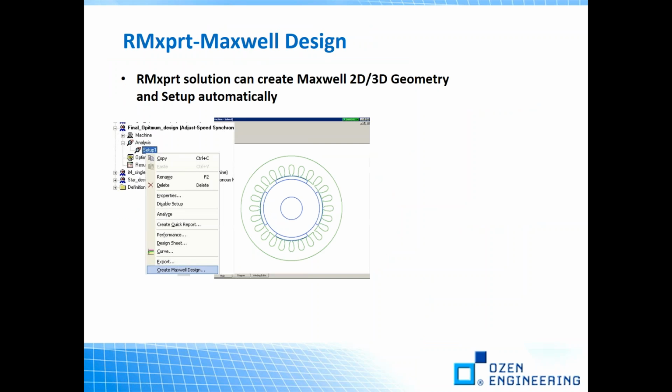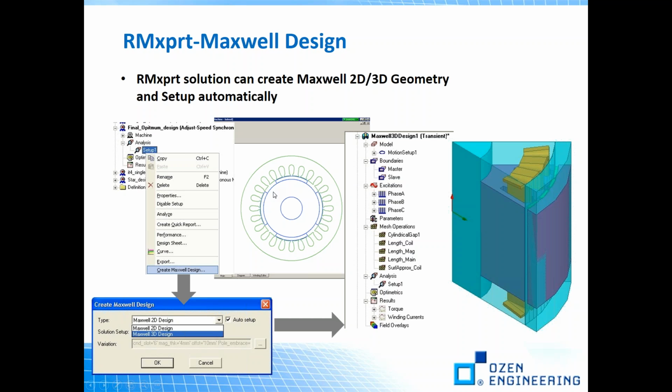And as I mentioned, you can easily transfer your model from RM Expert to Maxwell 2D or 3D. After you set up your simulation in RM Expert, you can easily right click on Setup and say Create Maxwell Design. You have a choice for 3D design or 2D design, and automatically it's going to create a model, even considering the symmetry if your model is symmetric, a 3D model in Maxwell 3D or a 2D model.